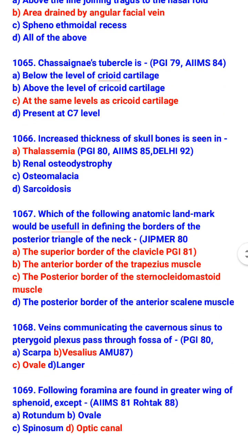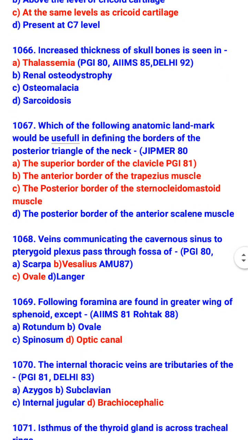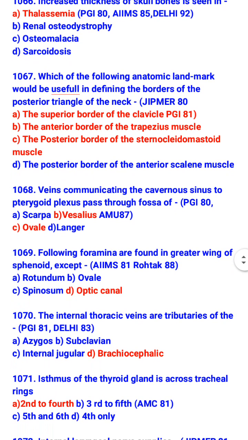Which of the following anatomical landmarks would be useful in defining the border of the posterior triangle of the neck? The superior border of clavicle, the anterior border of the trapezius muscle, and the posterior border of the sternocleidomastoid muscle. Veins communicating the cavernous sinus to pterygoid plexus pass through foramen of Vesalius and foramen ovale.